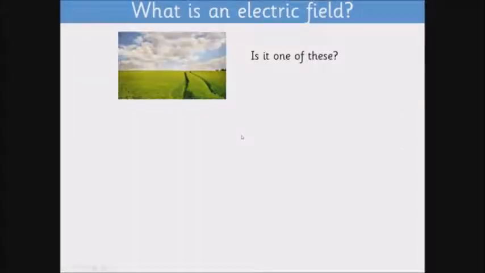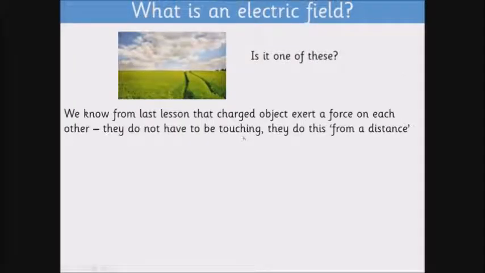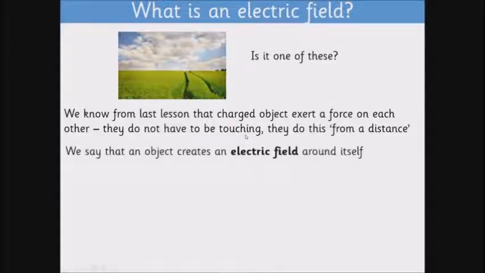Okay, but first, what is a field? Is it one of these? It's not really, is it? A field in physics is an area where a force is exerted on particular items or objects. So we know from last lesson that if an object is charged, then it will exert a force on other charged objects. They don't have to be touching, they do this from a distance. So an electric field would be the area where a charged object feels a force, and it would not have to be touching the thing that is causing that force. That area we would call an electric field.